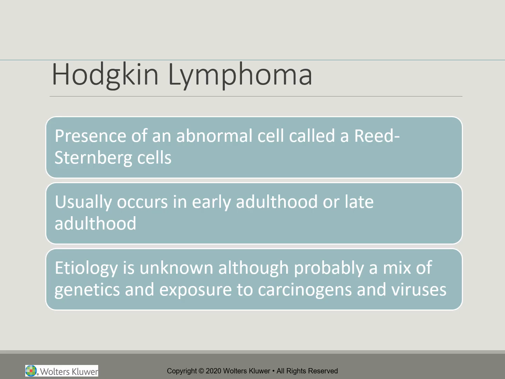This type of lymphoma usually occurs either in early adulthood, so I think between the ages of 15 and 40, or in late adulthood, so after the age of 55 are the most common types. Etiology or cause is really unknown, although it's probably a mix of genetic causes with exposure to some kind of carcinogen or viral exposure.